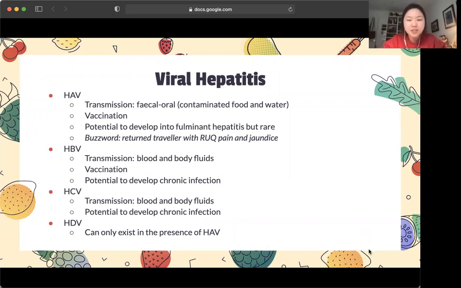Hepatitis B transmission is blood and body fluids. We also have a vaccination for this. There is a potential that it will develop into a chronic infection. This is the same with hepatitis C as well. And then hepatitis D doesn't really ever get mentioned, but know it for FYI. It can only exist in the presence of hepatitis A.